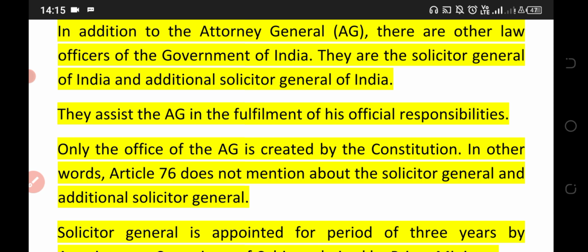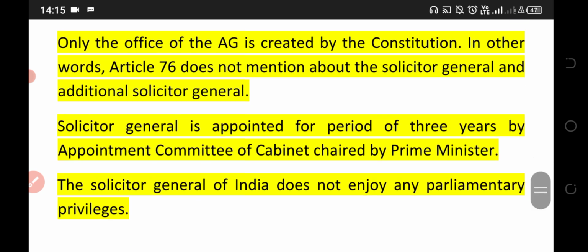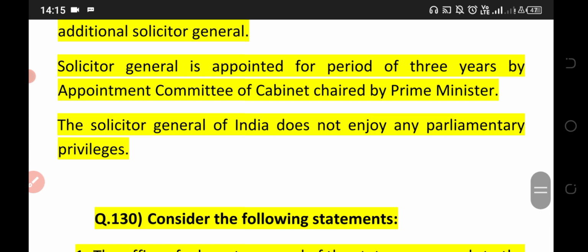In addition to the Attorney General, there are other law officers of the Government of India. They are the Solicitor General of India and Additional Solicitor General of India. They assist the AG in the fulfillment of his official responsibilities. Only the office of the AG is created by the Constitution. In other words, Article 76 does not mention the Solicitor General and Additional Solicitor General. Solicitor General is appointed for a period of 3 years by the Appointments Committee of the Cabinet chaired by the Prime Minister. Solicitor General of India does not enjoy any parliamentary privilege.